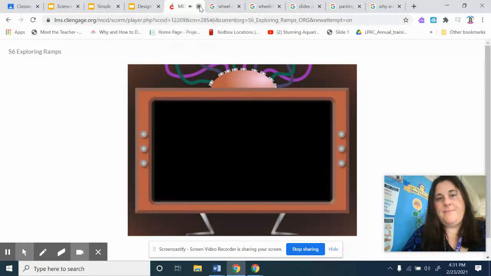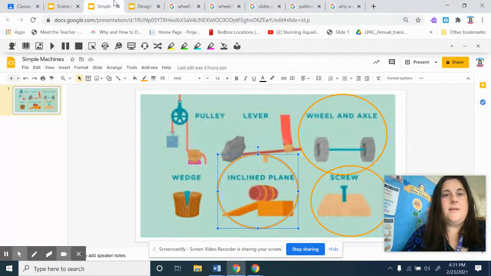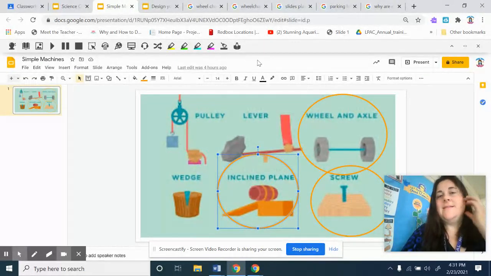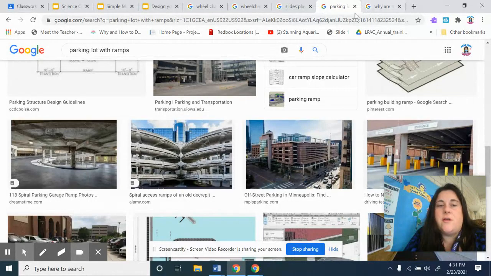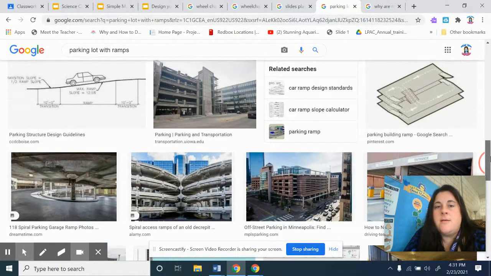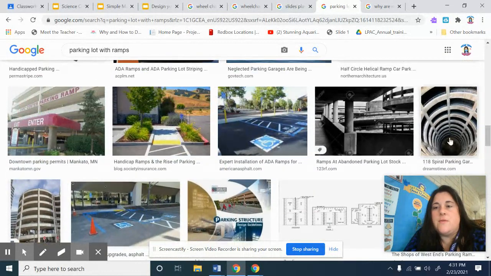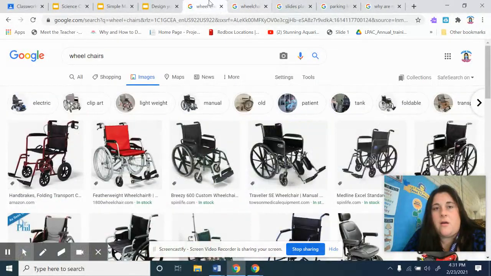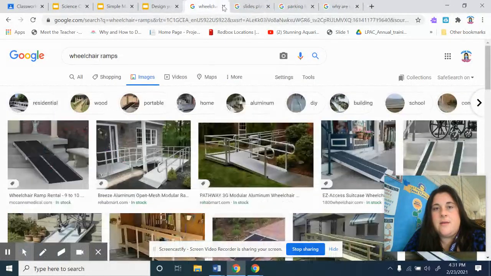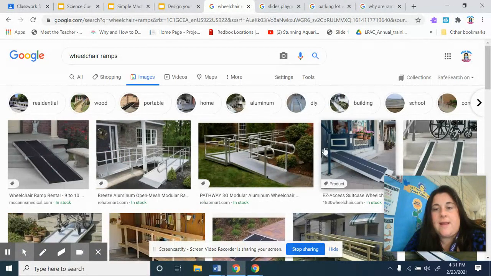Thanks, Elmo. All right. So we've learned where we can see ramps, right? There was one in a parking garage. Here's another picture of some different parking garages. Ooh, look at those. Those are a lot of ramps. You'll see some ramps right in the parking lot for wheelchair, handicap people. People that are in a wheelchair like this need to be able to go up ramps.